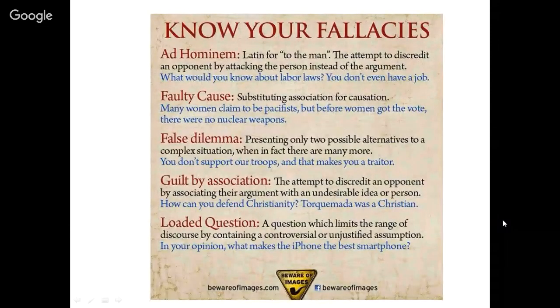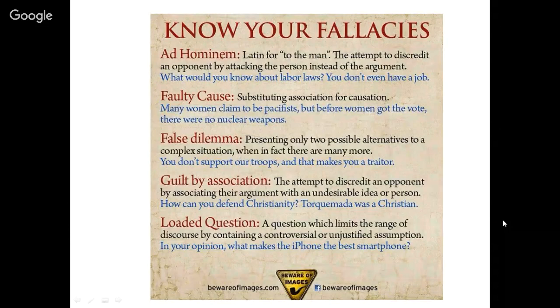So, you got to know your fallacies. And people, even with good intention, often make fallacious arguments. And as a critical researcher, you have to be able to spot these faulty arguments, because you'll find these a lot in a lot of people's research. And so ad hominem, which is the Latin for "to the man."